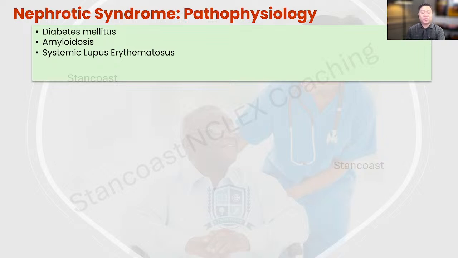Now, we also have the viral infections such as hepatitis B, and also hepatitis C and HIV. These viruses can directly infect the kidney cells, or they might cause an immune response that can damage the glomeruli. So for instance, hepatitis B and C can lead to membranous nephropathy, while HIV can cause HIV-associated nephropathy.